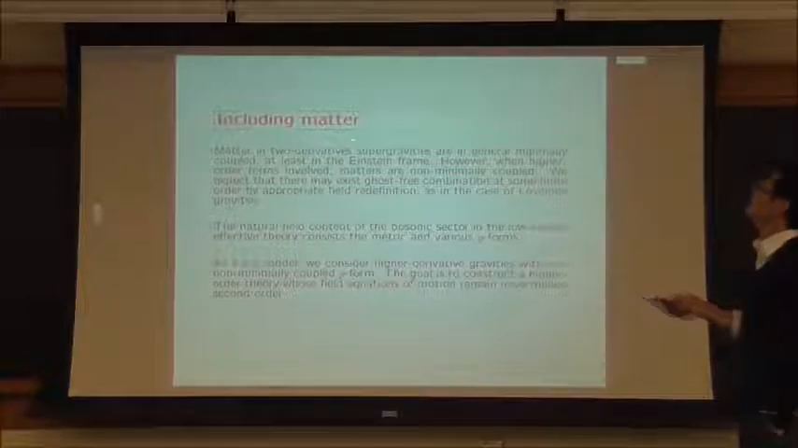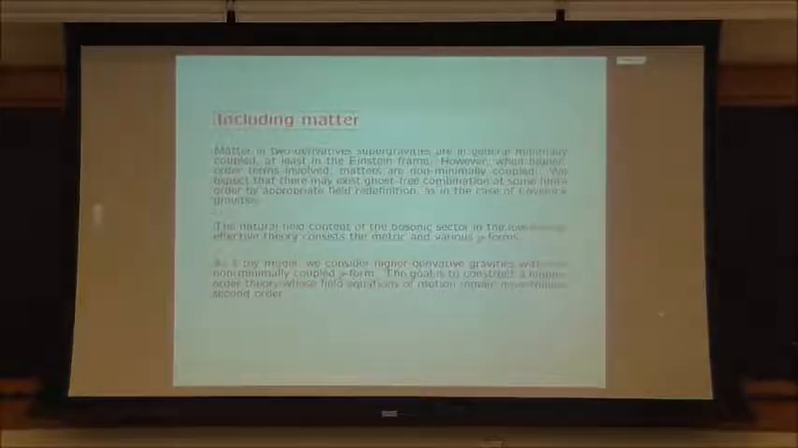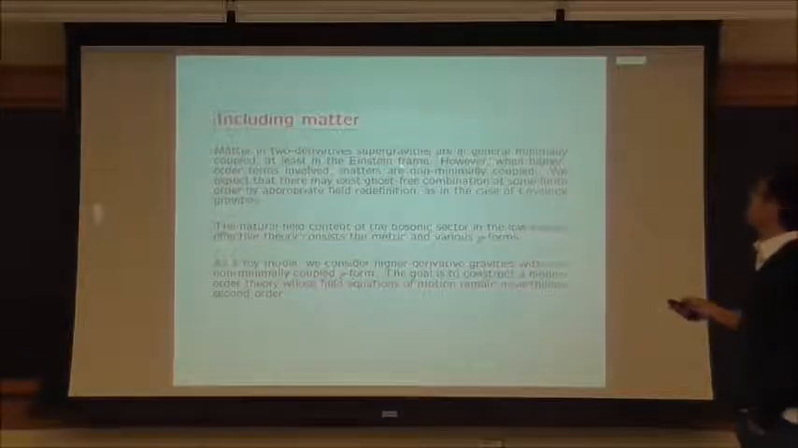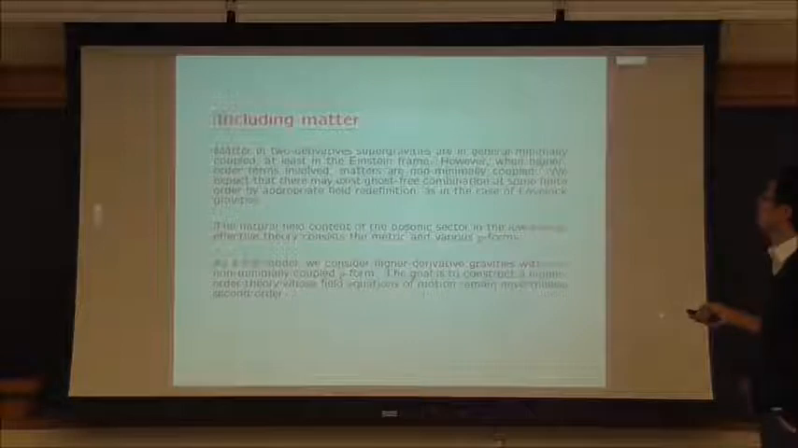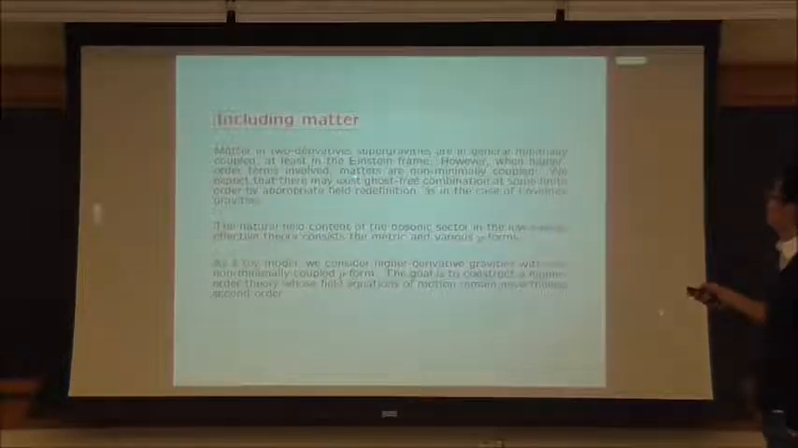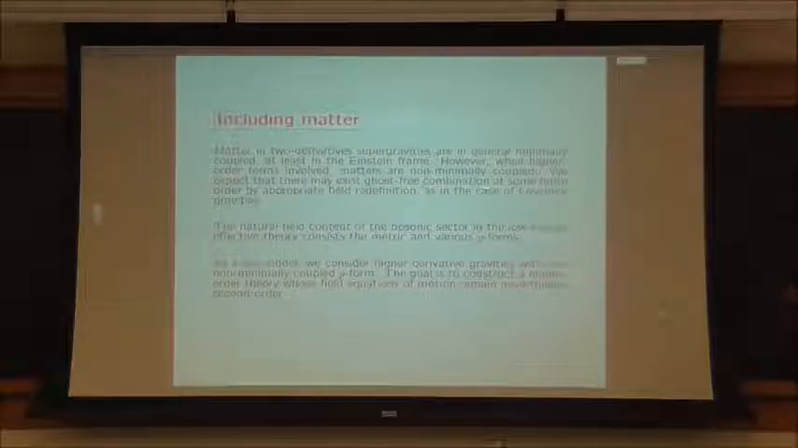So now let's consider generalizing the case to include matter as well. Matter in two-derivative supergravity is in general minimally coupled, at least in the Einstein frame in string theory. However, when higher derivative terms are involved, matter is non-minimally coupled, because in string theory, all possible couplings are more or less allowed, except their specific coefficients may be dictated by supersymmetries. Otherwise, all possible structures can arise. So matter is not minimally coupled when higher derivatives are involved.